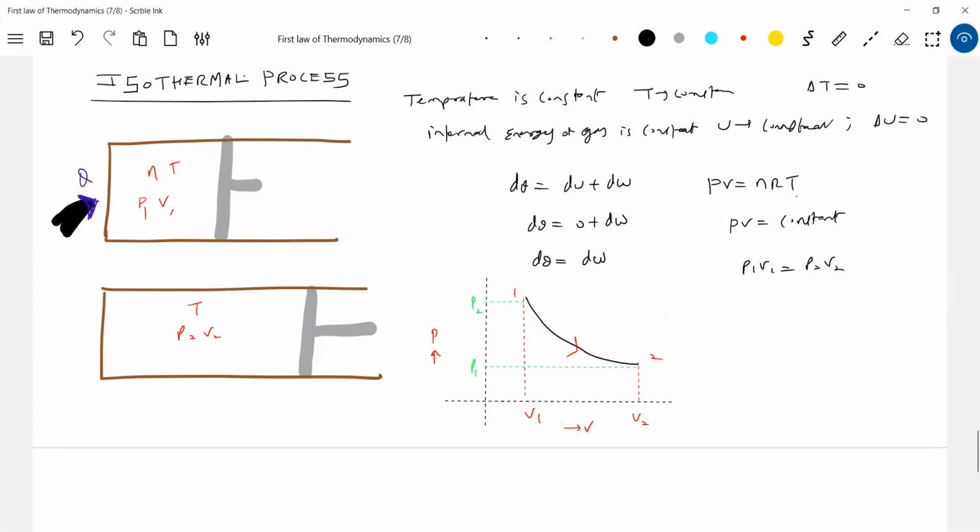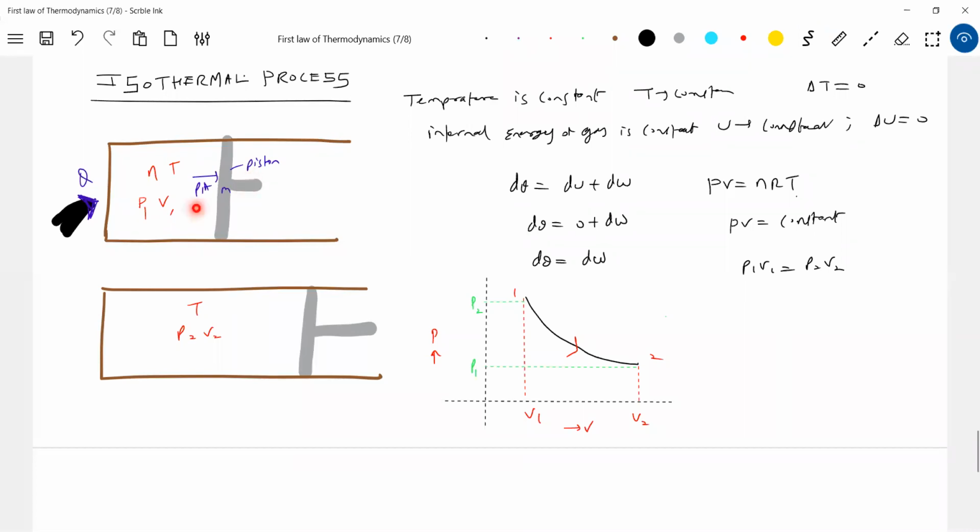What that gas will do, whatever heat you supply, it will convert that into work done. What do you mean by work done? The gas will exert a force here, P into A. So this pressure force, if a force acts on a body of mass M, there's a piston. The piston will accelerate. Kinetic energy of piston will increase.